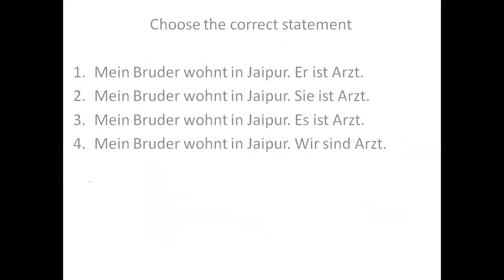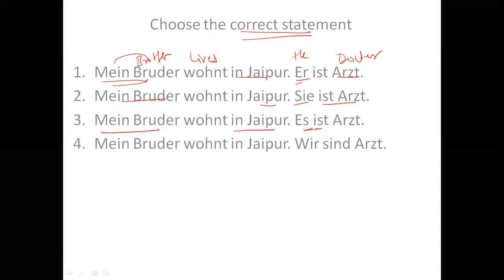Now coming to the type 3 questions, which is nowadays very, very popular. So we have to choose the correct statement. First statement says, Mein Bruder wohnt in Jaipur. Wohnt is lives. So my brother lives in Jaipur. Er ist Arzt, he is a doctor. Similarly, Mein Bruder wohnt in Jaipur. Sie ist Arzt. Mein Bruder wohnt in Jaipur. Es ist Arzt. Mein Bruder wohnt in Jaipur. Wir sind Arzt. So which option is appropriate here?